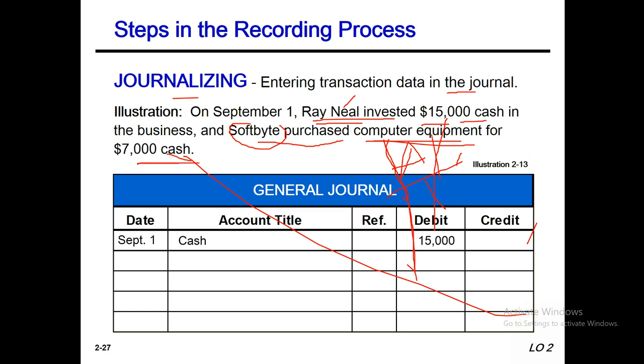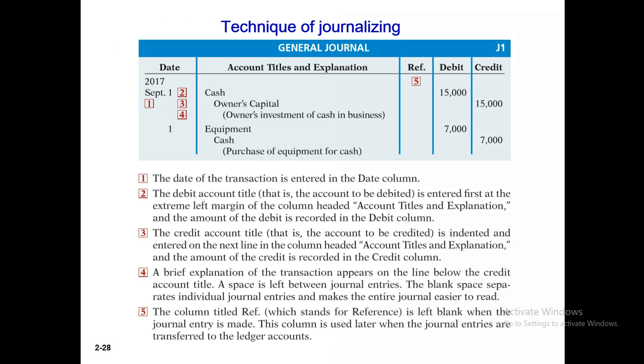This is cash for the owner's investment. This will be debit, and the owner's capital 15,000 will be credit. And here equipment will be debit and cash will be credit. That means this increases one asset and decreases another asset. Okay, I think it is clear to everyone. Now, techniques of journalizing. Number one, that means we need a date column.